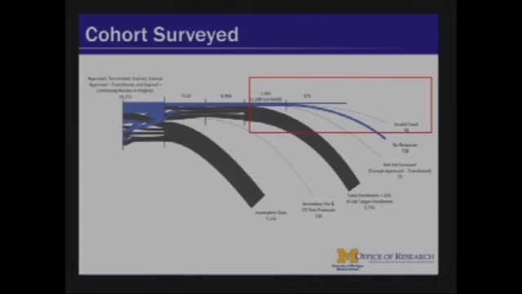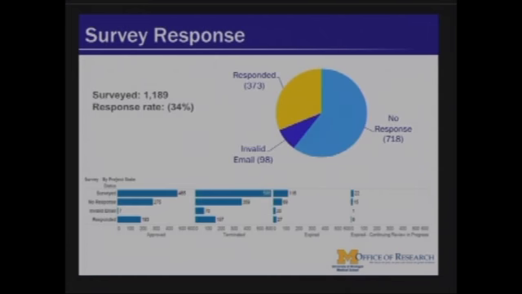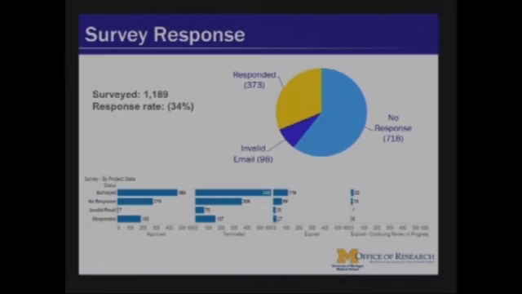What we did focus on for this work was we pulled out anything that had a total enrollment of larger than 10%. And so we actually ended up looking at only 1,261 studies, and of those we surveyed 1,189 of them. Of those surveyed, we had a response rate of 34%. 373 people responded to us. 98 of them had invalid emails, and 17 had no response.